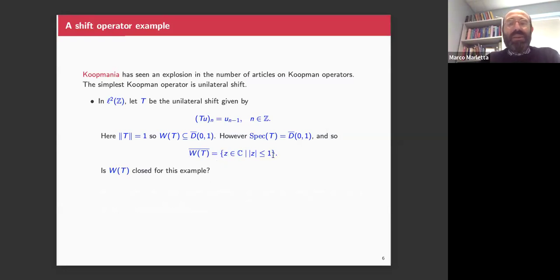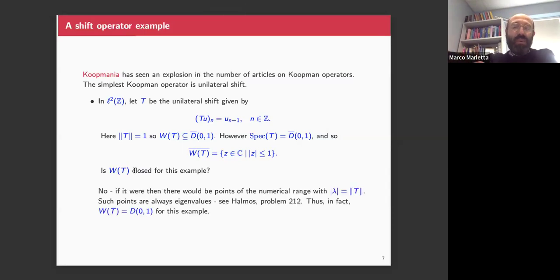So the closed numerical range has to contain the closed unit disk, and it has to be contained in the closed unit disk. So it is actually the closed unit disk. So this is true. But what about if you take away the closure? Is the numerical range itself closed for this example? And the answer is no.